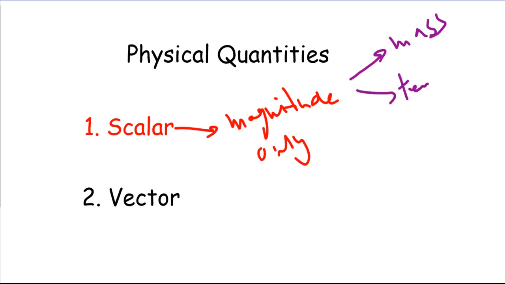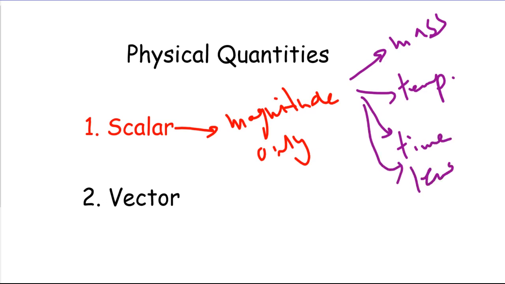temperature, time, length. All these physical quantities can be fully understood and defined by its magnitude only. If we are talking about temperature, its magnitude, say 27 Celsius, is enough to describe the temperature fully because we mention its magnitude and its measuring unit, just like that.